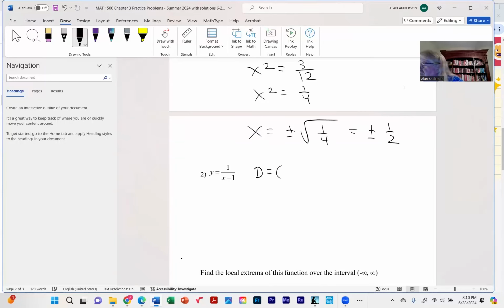The domain is everything except 1. So we'll write that in interval notation. And remember the way we write this: the fact that this is a round bracket, or a parenthesis, means that 1 is not included in that interval. So another option would be to do something like this.